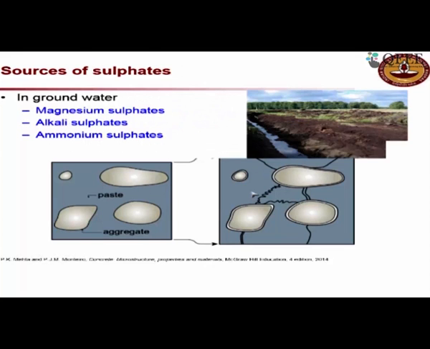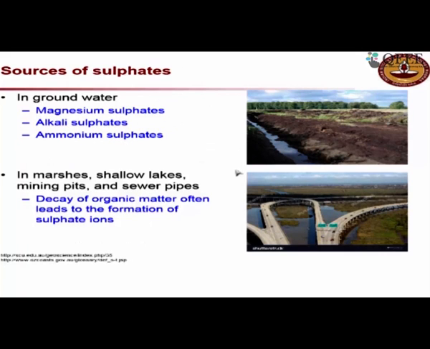Before that, I'll show some examples of where concrete structures actually get exposed to sulfates. In groundwater, you have different types of sulfates, and if you are constructing something, for example this bridge, it goes over this water body here. There are also many bridges over very shallow lakes or near the coastal region, so there are many places where we can have a sufficient amount of sulfate which can lead to the deterioration of concrete structures.